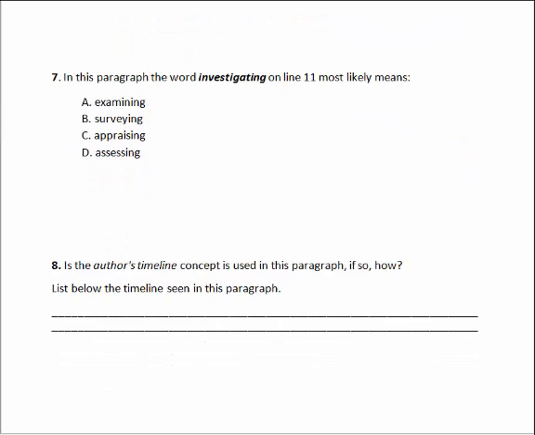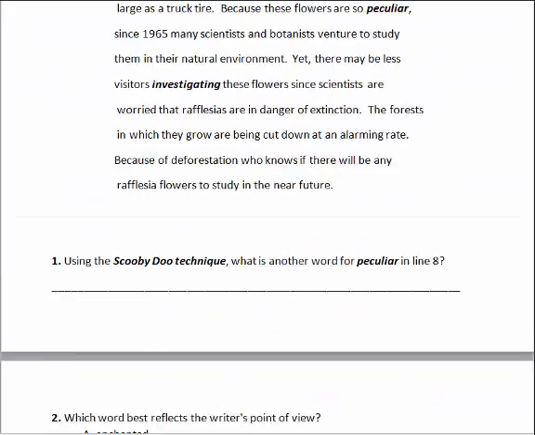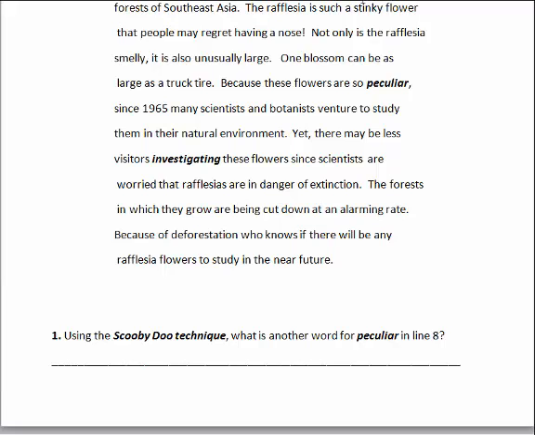Problem number 7 is going to be a vocabulary word. Here we're looking for the word investigating in line number 8. What we're going to do is scroll back to the passage, read the surrounding area. We see that the word investigating is here, and we're going to read the surrounding area.